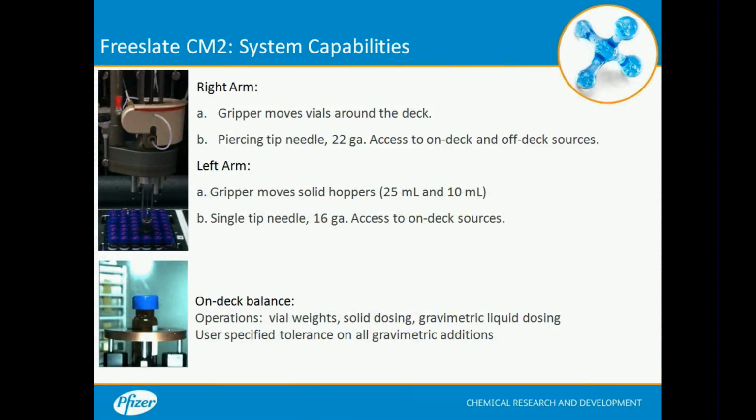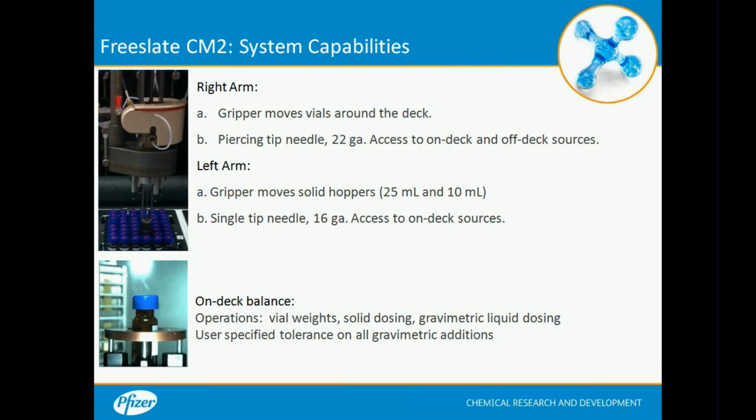And those actually allow you to move vials around the deck. They allow you to move vials to the balance or vials between plates. It also has a piercing tip needle. This one's 22 gauge, so it's fairly narrow, but it allows access to on-deck reagents, which are just a vial of reagent, or those off-deck sources I was speaking of, the large solvent bottles, which are kept outside of the box.